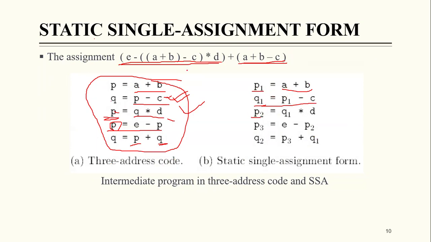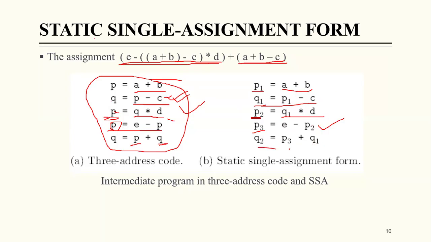Next P2, another form. For every parenthesis, they are renaming, right? For P2, what they have written is Q1. Q1 means A plus B minus C star D. Next P3 means this expression, right? So this whole term will be there in the P2. So E minus P2, which means E minus A plus B minus C. So it would be clear. So now Q2 equal to, right, P3 plus Q1. P3 is what? P3 is E minus A plus B minus C star D, right? So Q1 is just A plus B minus C.